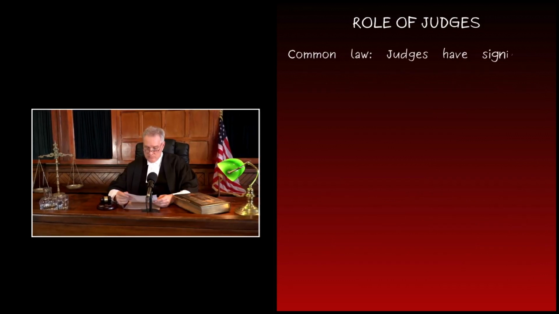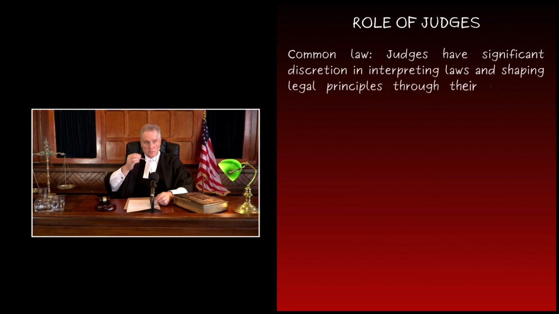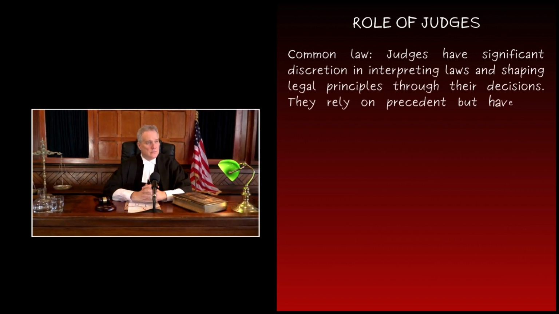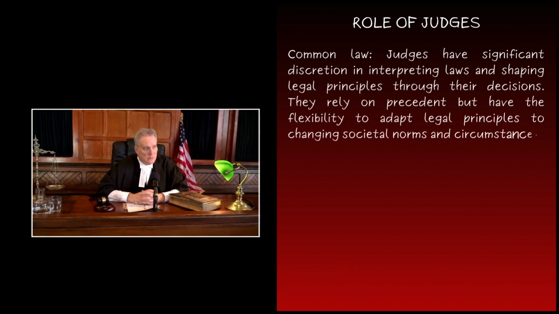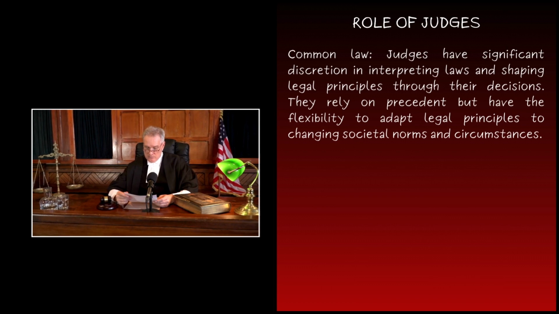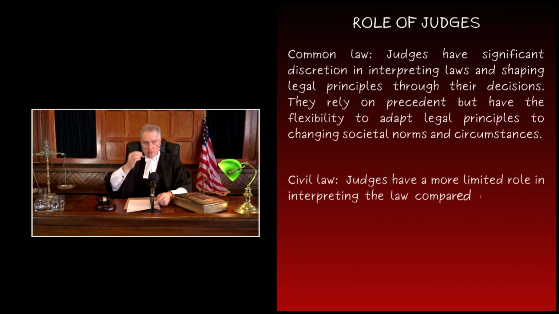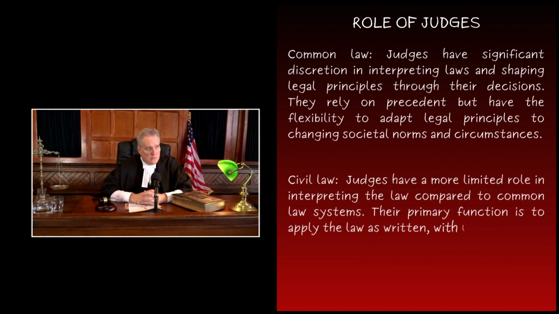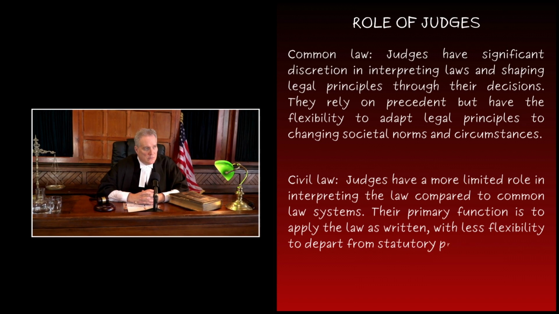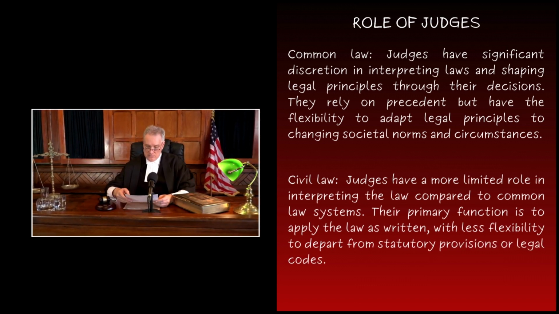To further clarify the role of judges, common law judges have significant discretion in interpreting laws and shaping legal principles through their decisions. They rely on precedent, but have the flexibility to adapt legal principles to changing societal norms and circumstances. Civil law judges, on the other hand, have a more limited role in interpreting the law compared to common law systems. Their primary function is to apply the law as written, with less flexibility to depart from statutory provisions or legal codes.